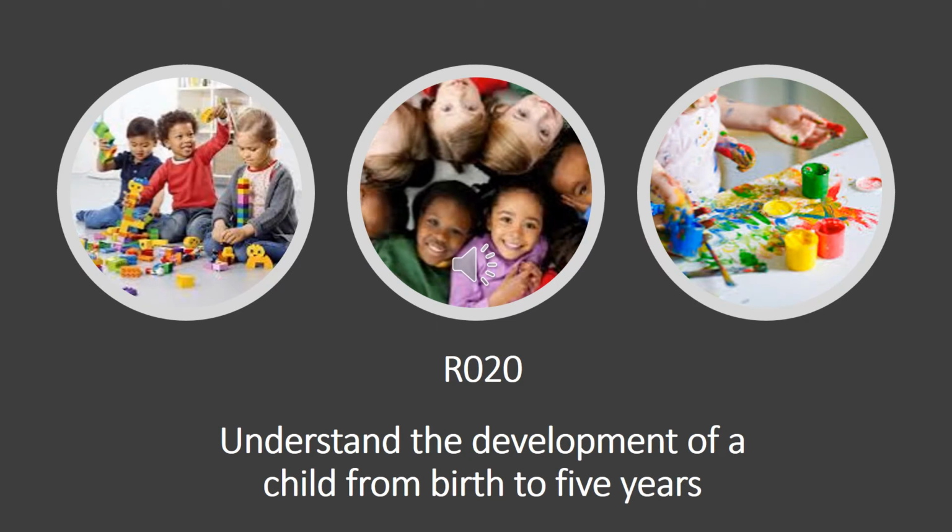RO20 is the second coursework unit, and this is worth 25% of your overall grade. And it's where we look at development from birth to 5 years. So we look at developmental norms. So what should children be doing at each age and stage? And then we apply this to a vocational scenario.